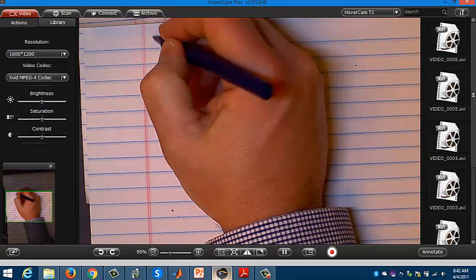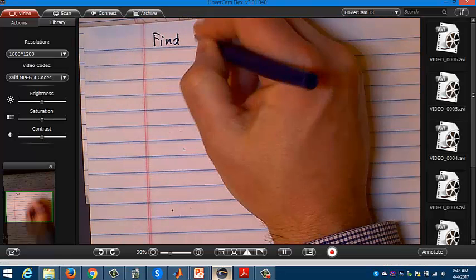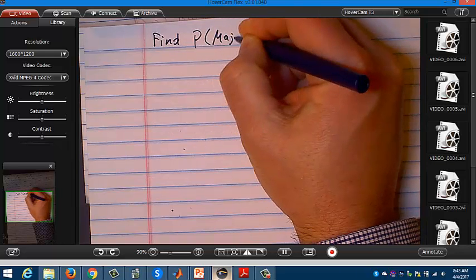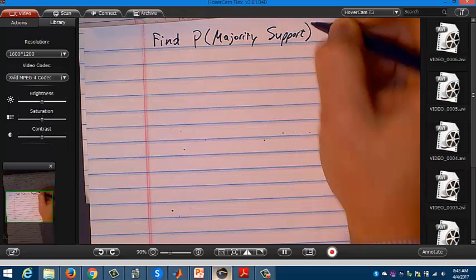So here's the first thing I would do. Let's write down what we're supposed to find in this problem. Find what? Well, first of all, isn't it true we're finding a probability? Find a probability that what? Who supports it? It doesn't say 30. A majority. All right, let me write that down. Find the probability that a majority support. That's what I need, right?